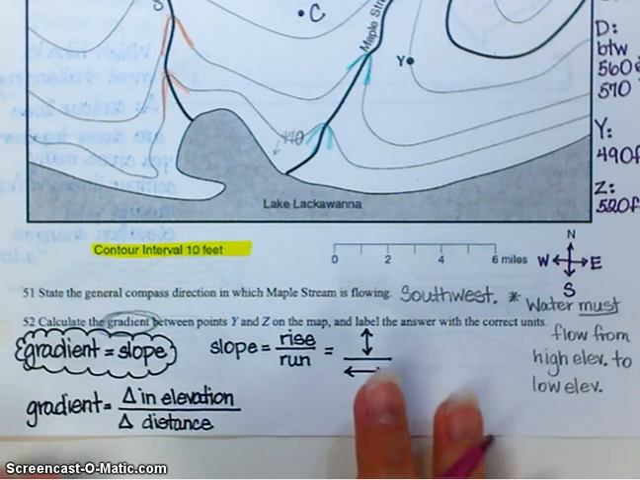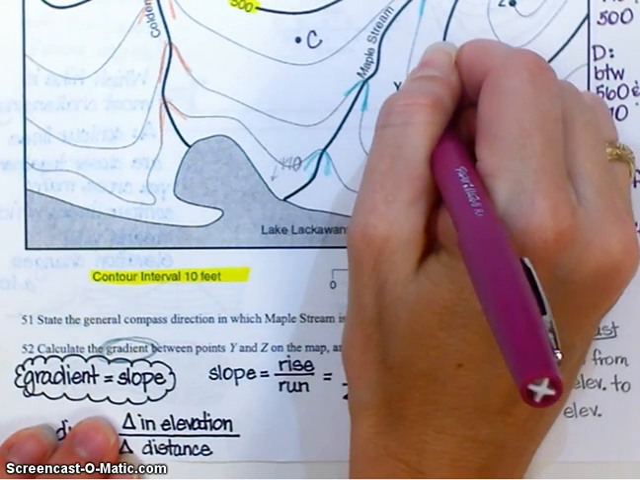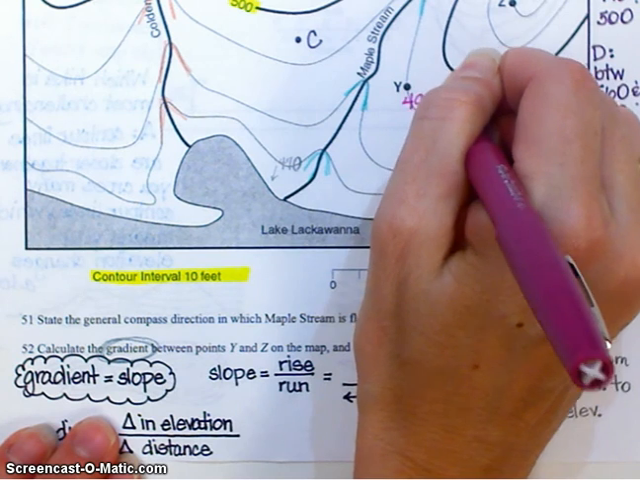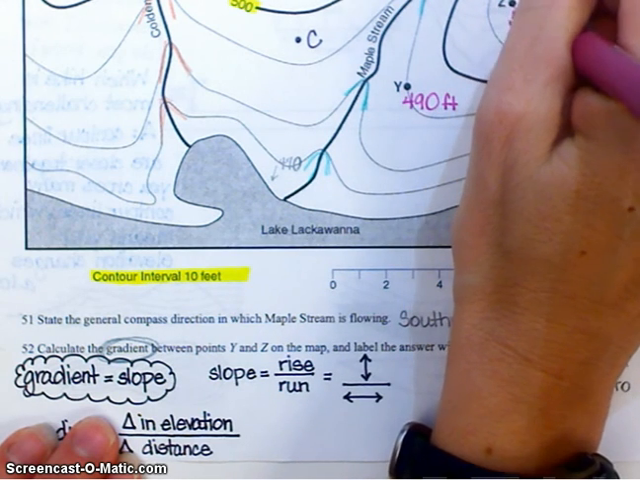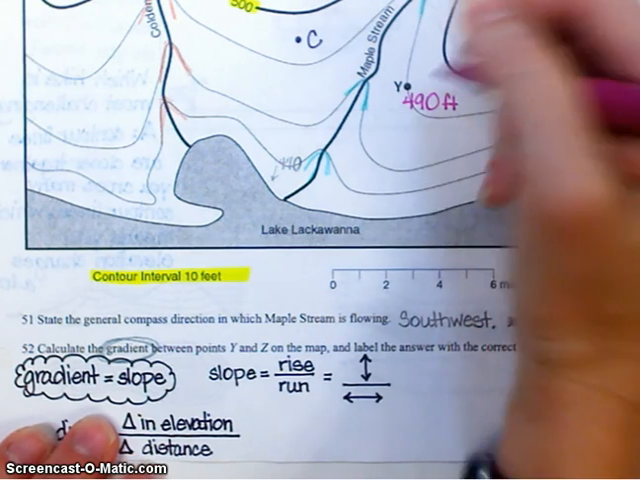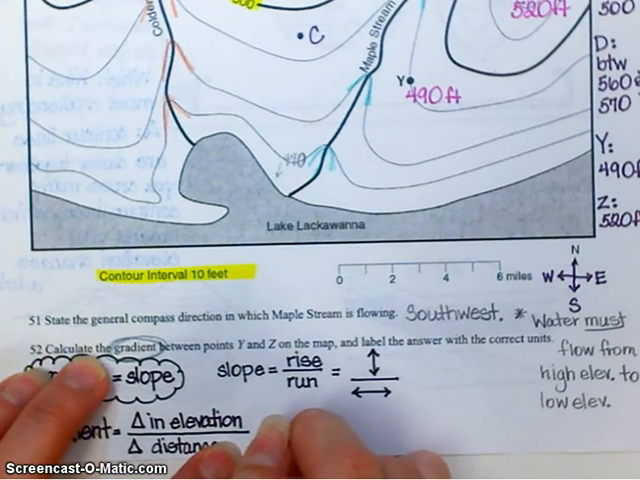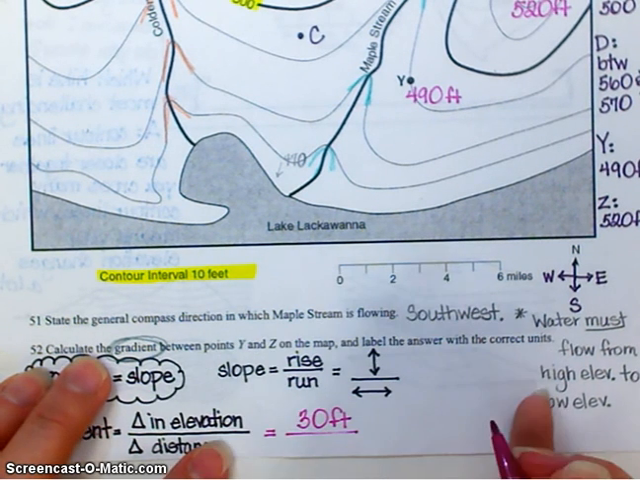I actually already know their elevations because we did that a little bit ago. Y is at 490 feet, and Z is at 520 feet. So if I went from Y to Z or from Z to Y, my change in elevation would be 30 feet because 520 minus 490 is 30.